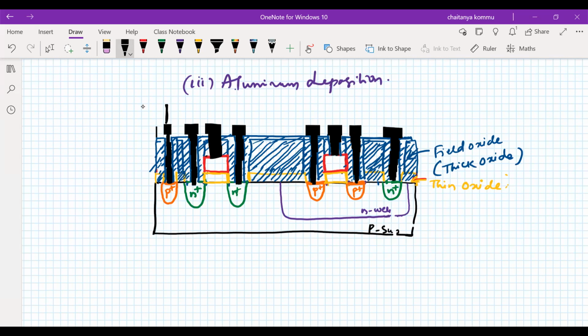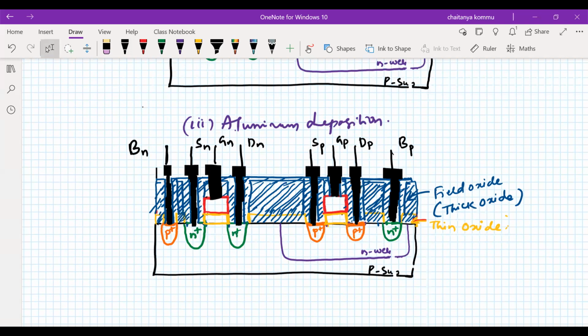So this we can call the substrate or bulk related to the NMOS transistor. Okay, bulk NMOS. This is called the source of NMOS. This is the gate of NMOS, the drain of NMOS, source of PMOS, gate of PMOS, drain of PMOS. This is the bulk of PMOS transistor. Clear? So this is the final product that we have realized. We have fabricated the CMOS device, something like this.